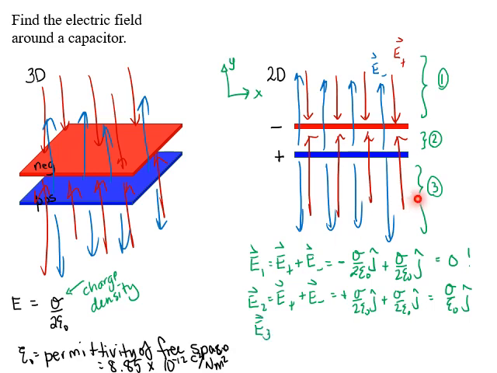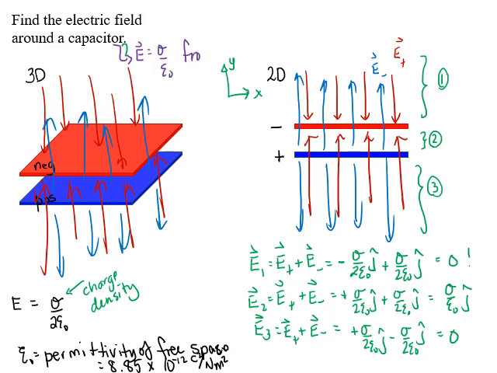My electric field outside of the blue plate, so down below in this picture, my red vectors point up, they're going to be in plus j. My blue vectors point down, they're going to be in negative j. So I've got plus sigma over 2 epsilon naught j minus sigma over 2 epsilon naught j to give me 0 again. So what we see here is that our electric field is 0 when we're outside the plates, and it's sigma over epsilon naught when we're inside the plates. The direction, more generically, is from the positive to the negative. So my electric field around a capacitor is E equals sigma over epsilon naught, from positive to negative.